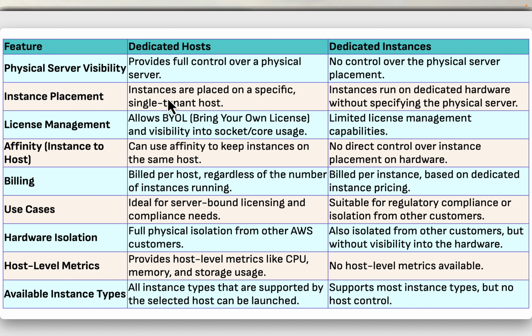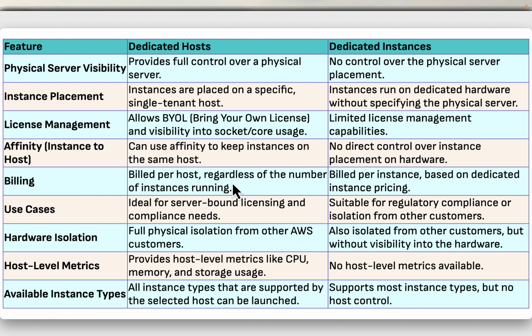Instance placement: instances are placed on a specific single-tenant host. Here, instances run on dedicated hardware without specifying the physical server. So dedicated host allows you to bring your own license and gives visibility into socket and core usage, because you are getting the hardware also. Here you get limited license management capabilities. You can use affinity to keep instances on the same physical host. There is no direct control over instance placement on hardware.